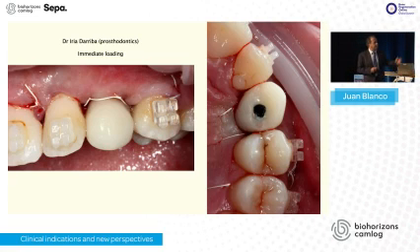You can see the vestibular view and also the occlusal view. This case was done this morning in a hands-on workshop that we have today.